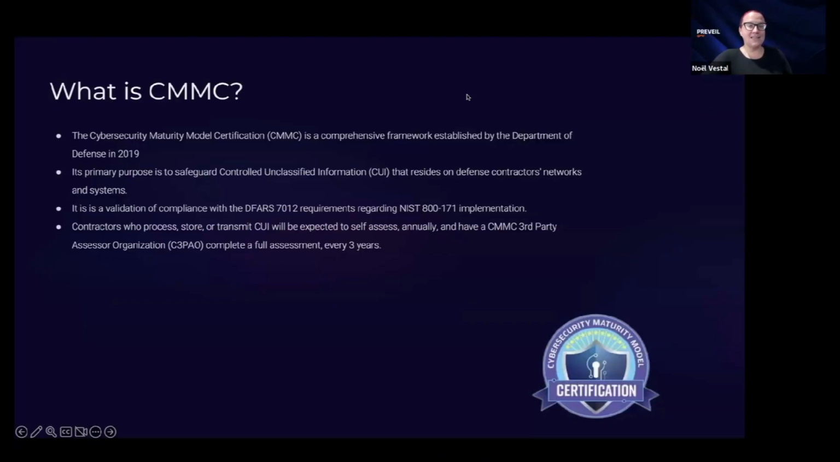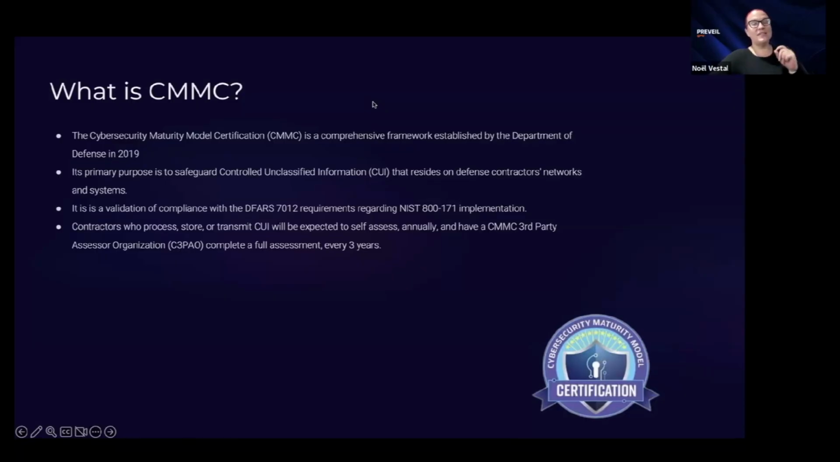Now, CMMC is not actually a new requirement in a lot of ways. I know that sounds weird because everybody's saying, oh, this is brand new, CMMC's final rule just came out. The CMMC requirement is for the validation, meaning an external validation, of what you're already expected to do under something called DFARS 7012, which you see here. So it is a validation of compliance with the DFARS 7012 requirements for NIST 800-171 implementation.